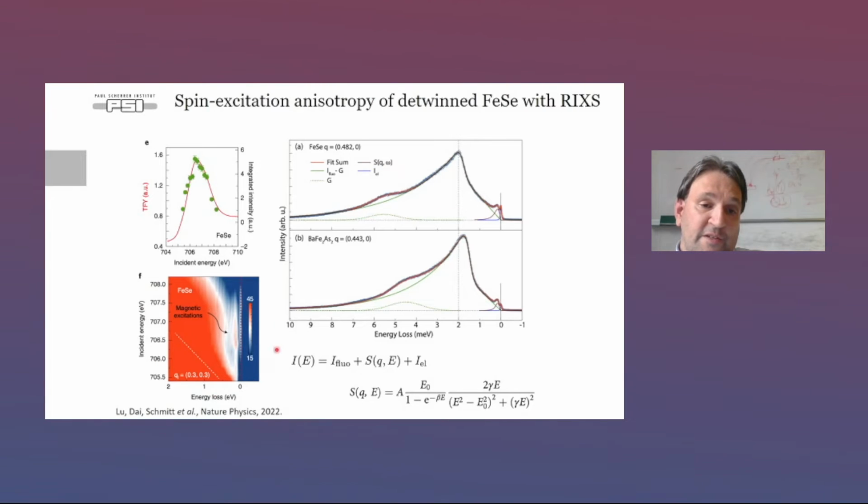You make a RIXS map, you plot all the energy loss against the different possible incident energies across the absorption resonance. You see that you have a region around the absorption maximum where you see clearly some sharp low energy magnetic excitations, but the rest of the spectrum is really dominated by high energy fluorescence. What you see here in the middle is a full dominance of high energy fluorescence, which is an incoherent process and which is not really a low energy excitation.